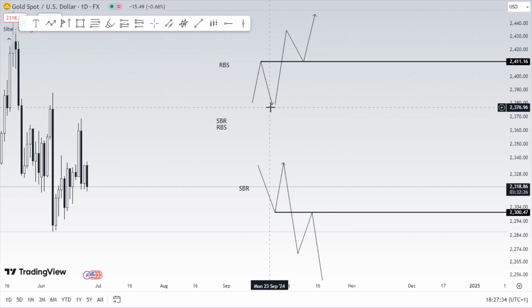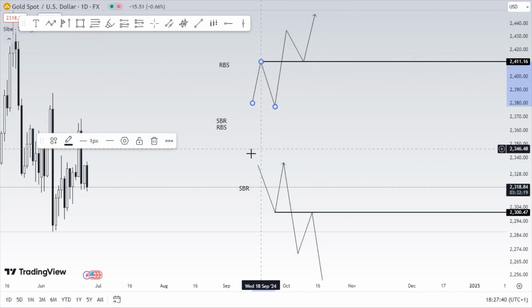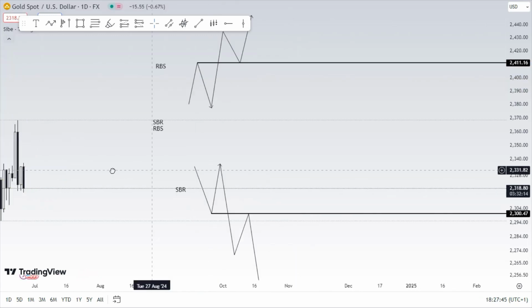In the next video, we're going to talk about the SNR storyline, and we're also going to start talking about entries when you're using SNR to trade. So I hope we all understood what was explained here, and I'll see you guys in the next.